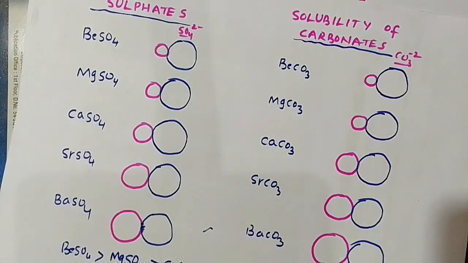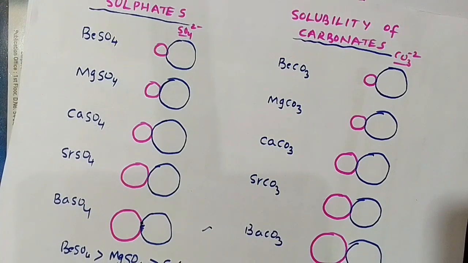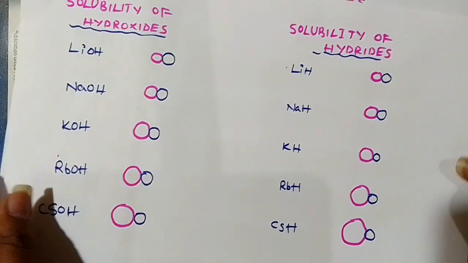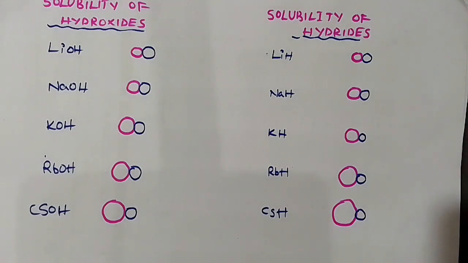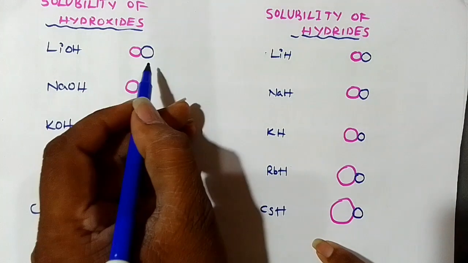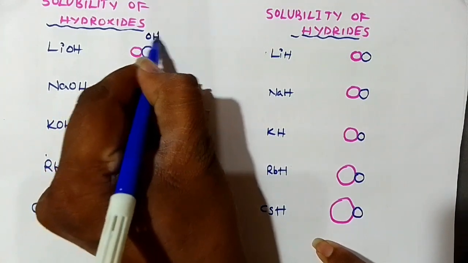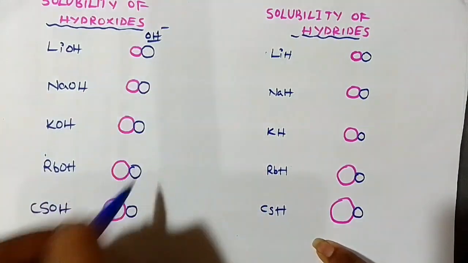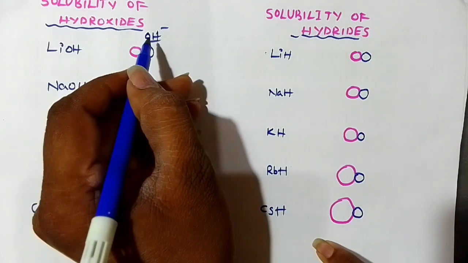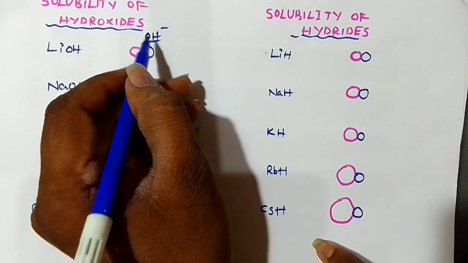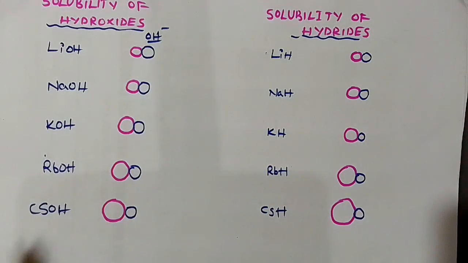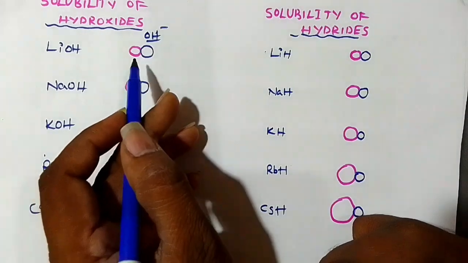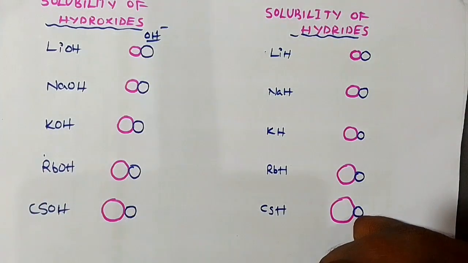Now coming to solubility of hydroxides. Lithium hydroxide, sodium hydroxide, potassium hydroxide, rubidium hydroxide, cesium hydroxide. Now these blue circles indicate the size of the hydroxide ion. These are small in size because hydroxide contains just oxygen 8 and hydrogen 1, total 10 electrons. That's why these are small in size. And the pink color indicates the size of lithium, sodium, potassium, rubidium, cesium.